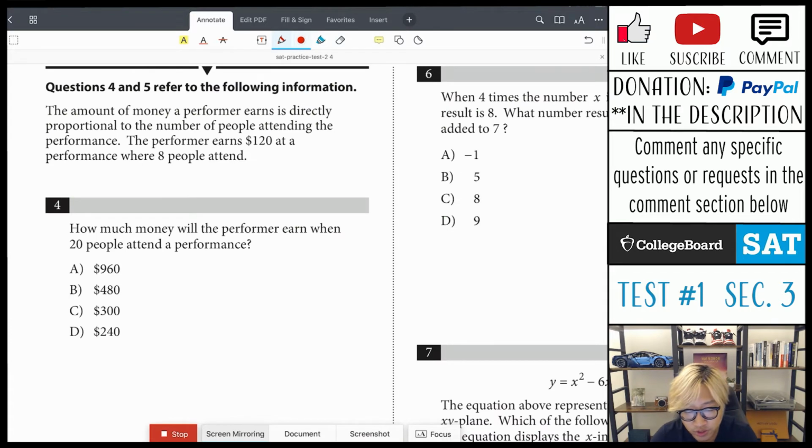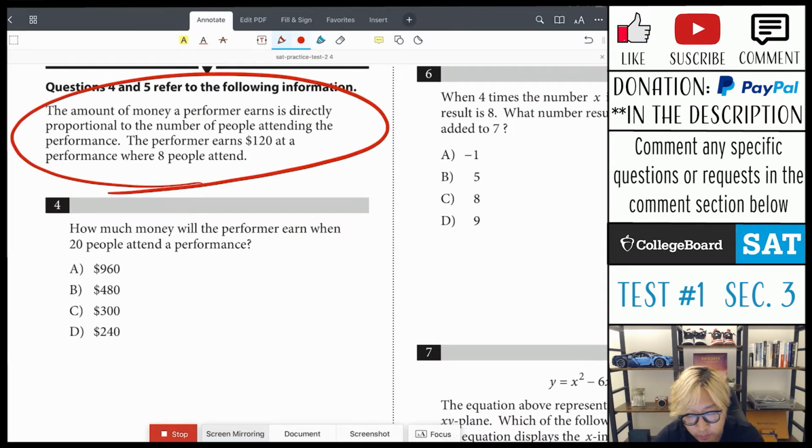Number 4, questions 4 and 5 refer to the following information. Let's take a look at this part quickly. The amount of money a performer earns is directly proportional to the number of people attending a performance. The performer earns $120 at a performance where 8 people attend.